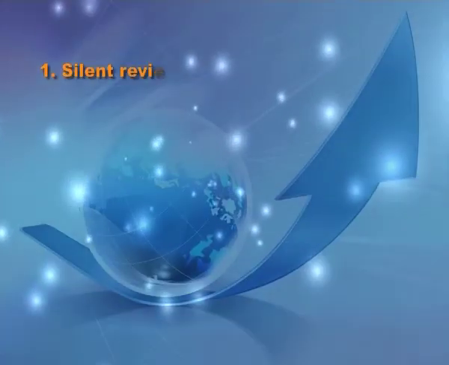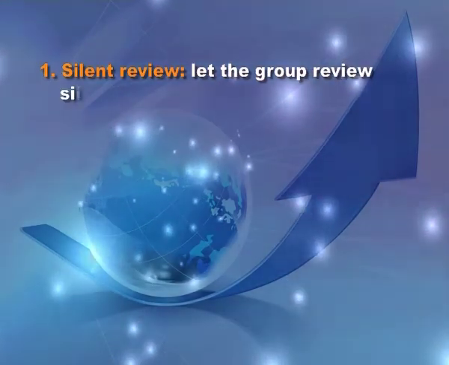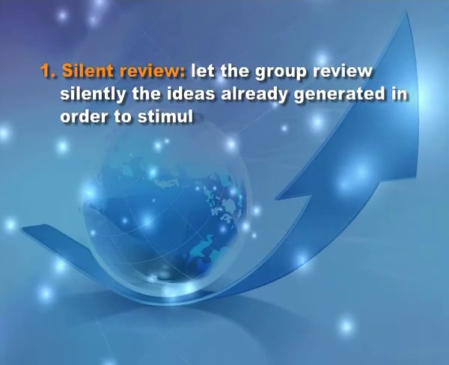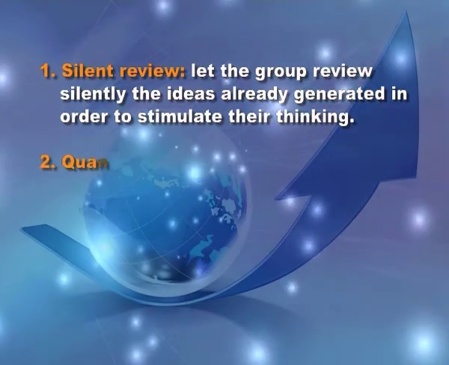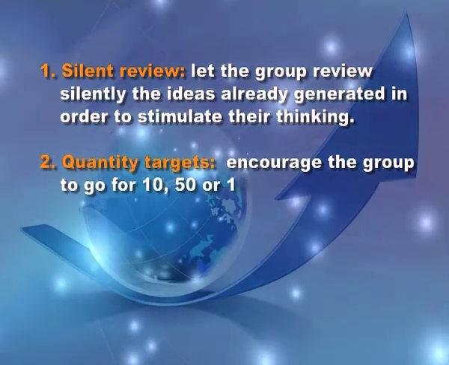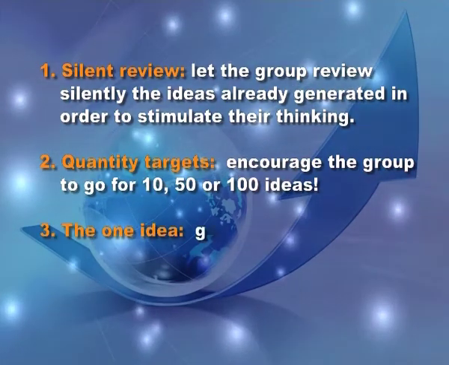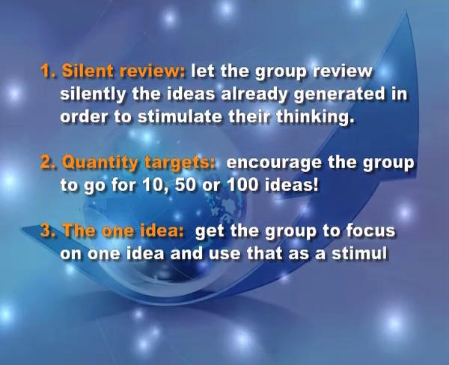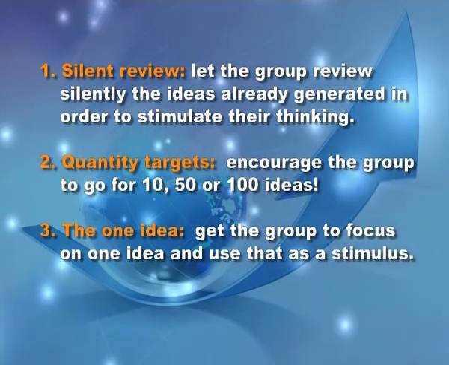Oiling the wheels. If the brainstorming group dries up, the leader can get the ideas flowing again by using any one of these approaches. Number 1. Silent review. Let the group review silently the ideas already generated in order to stimulate their thinking. Number 2. Quantity targets. Encourage the group to go for 10, 50 or 100 ideas. Number 3. The one idea. Get the group to focus on one idea and use that as a stimulus.